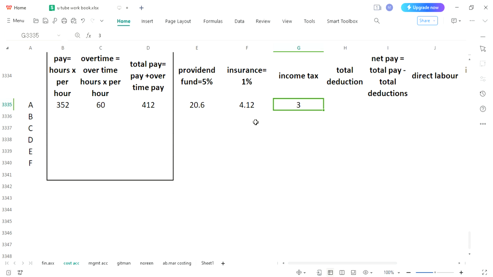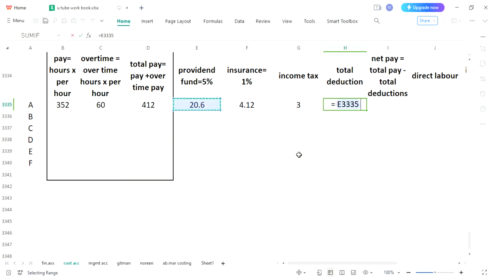Now we will be calculating our total deduction. So hopefully you have understood. This was the pay, total pay 412. 5% of 412 has been taken for provident fund, 1% of 412 has been taken for insurance. We have got 4.12 as insurance, 3 was given in the question. So total deductions for employee number 1 are 20.6, 4.12 and 3. These are your total deductions.